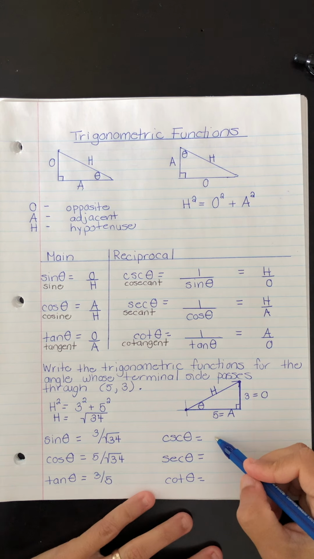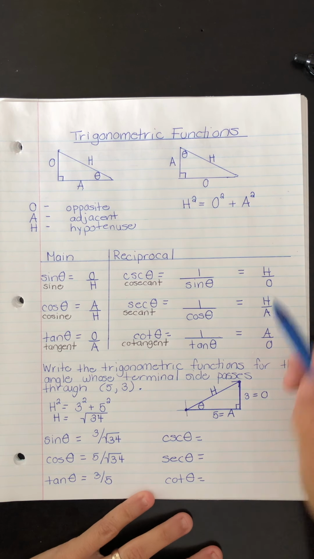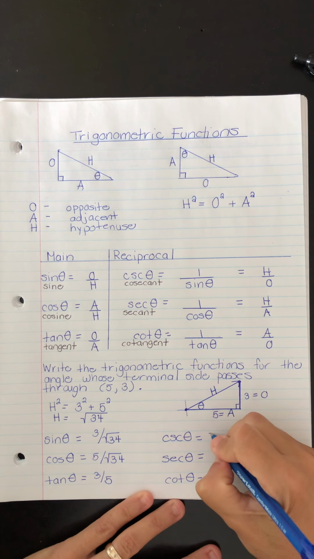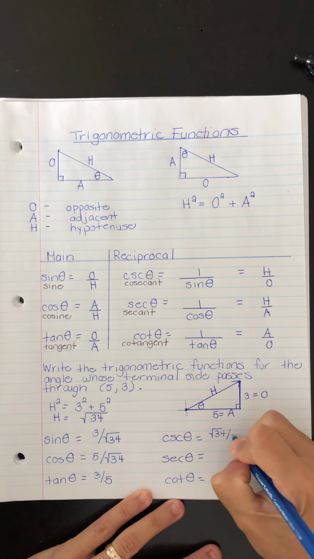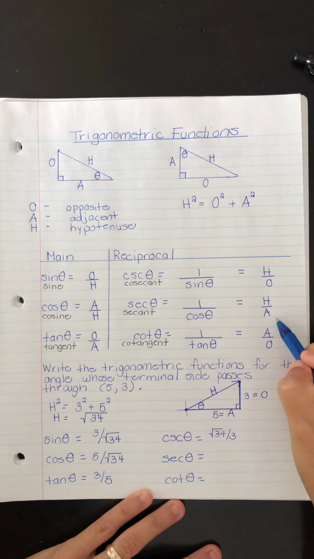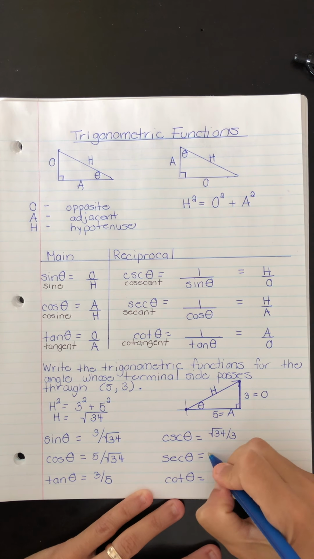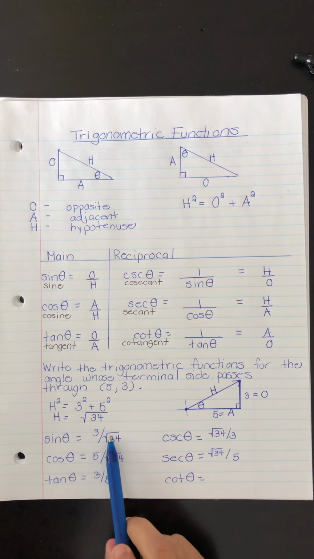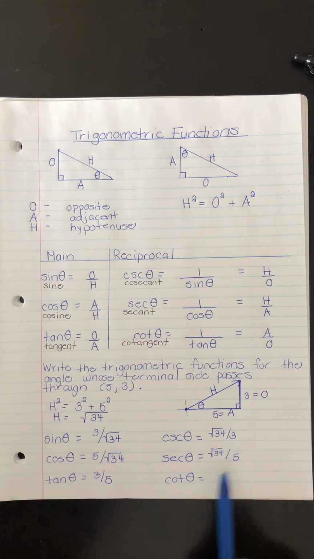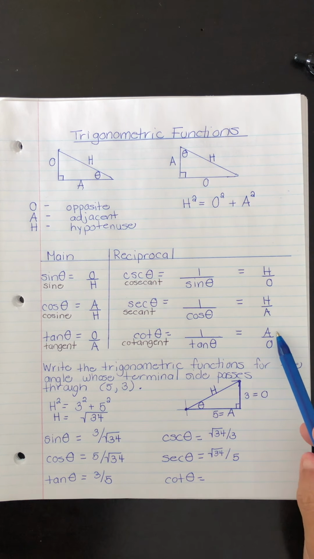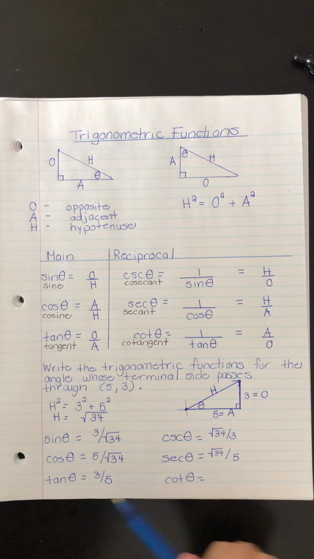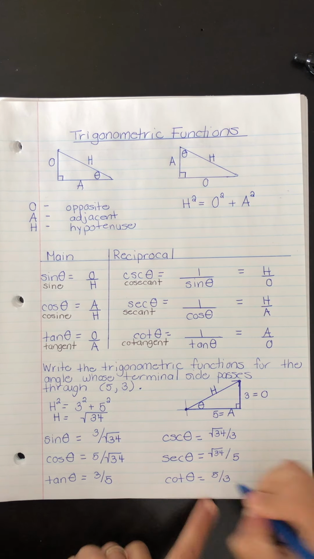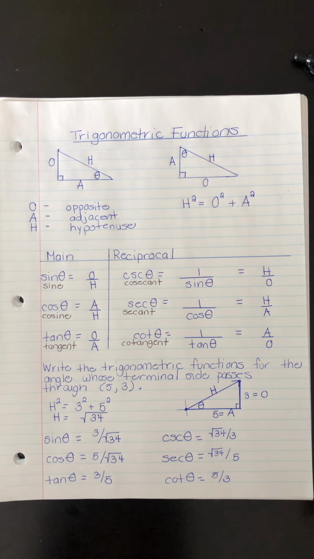Okay, cosecant is H over O. It's also the reciprocal of this fraction. So it's root 34 over 3. Secant is H over A. So root 34 over 5. Okay, so we can just literally flip these fractions here. And cotangent is A over O, which makes it 5/3, the reciprocal of 3/5. And that's all that was required for this example.